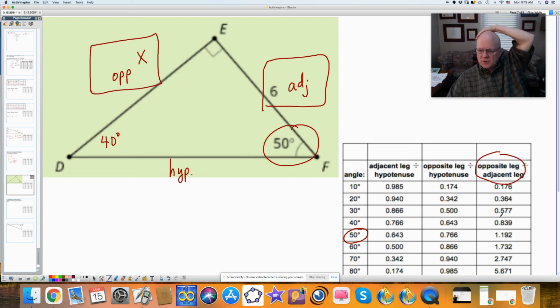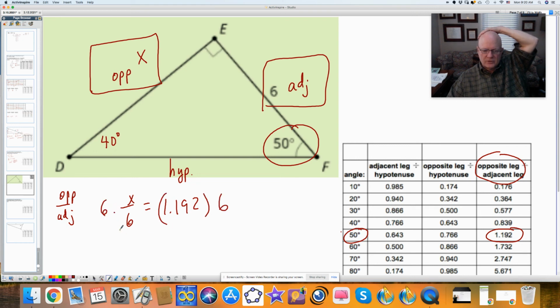I'm going to use this one. So 1.192. This is a ratio. It looks like a decimal. Yes, it is a decimal, but it's also the ratio of the opposite to the adjacent for 50 degrees. Notice I'm starting at 50, not at 40. If it was 40, it would be the other line. So the opposite over the adjacent is x over 6, and that's equal to 1.192. You could multiply both sides by 6 to solve for this. These two cancel, become a giant 1. X is equal to this.